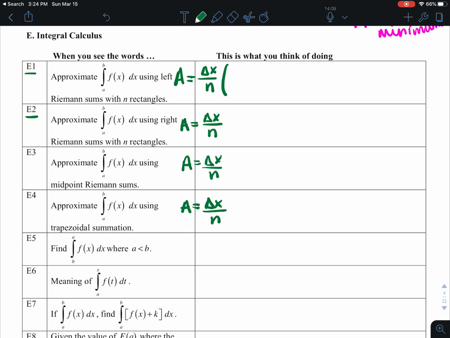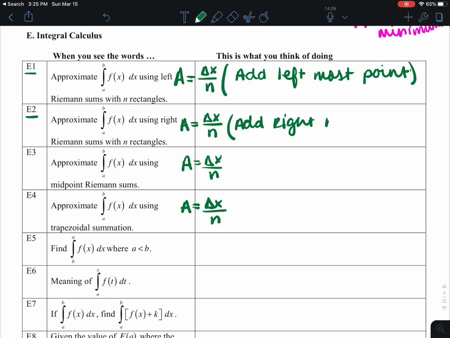We're going to take the change of x, and so for a left-hand sum, we're going to add leftmost points. So really, this is going to leave out f of b. And for a right Riemann sum, we're going to add rightmost points, leaving off f of a. And so you just add them up and multiply them by the change in x over n, and that'll give you the left and the right Riemann sum.